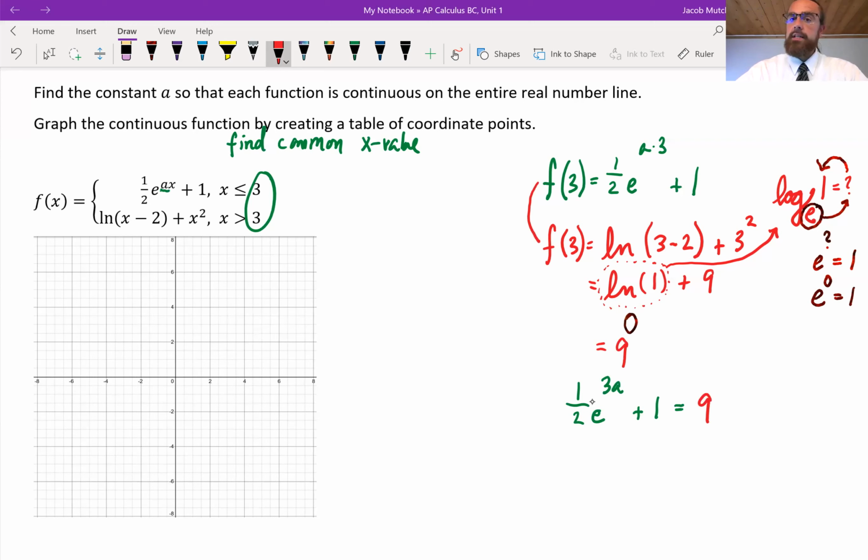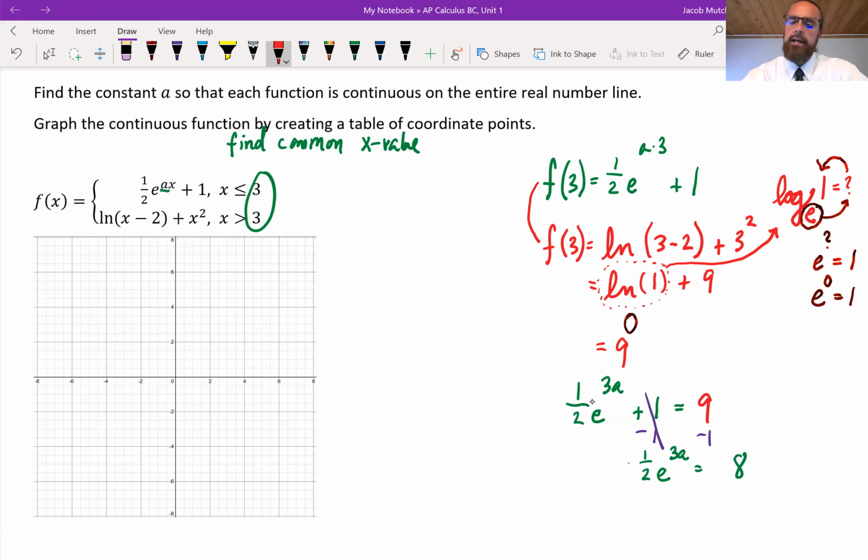And that's nice because that's down to an equation with just a as our only variable, our only unknown. So I'm going to start solving that one. Let's subtract 1. That'll cancel on the left, and 9 minus 1 on the right will give us 8. So this is down to 1/2 e to the power of 3a equals 8. So then what would you do to simplify? We're trying to get a equals something. That's our goal.